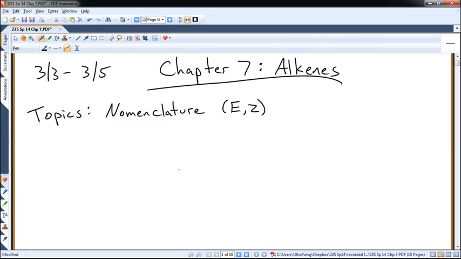I'm going to skip over heats of hydrogenation for this lecture. I just don't find it that important. I mentioned it in lecture because I just kind of wanted to point out that different alkenes have different stabilities, i.e. Zaitsev's rule. But I'm going to go past it.